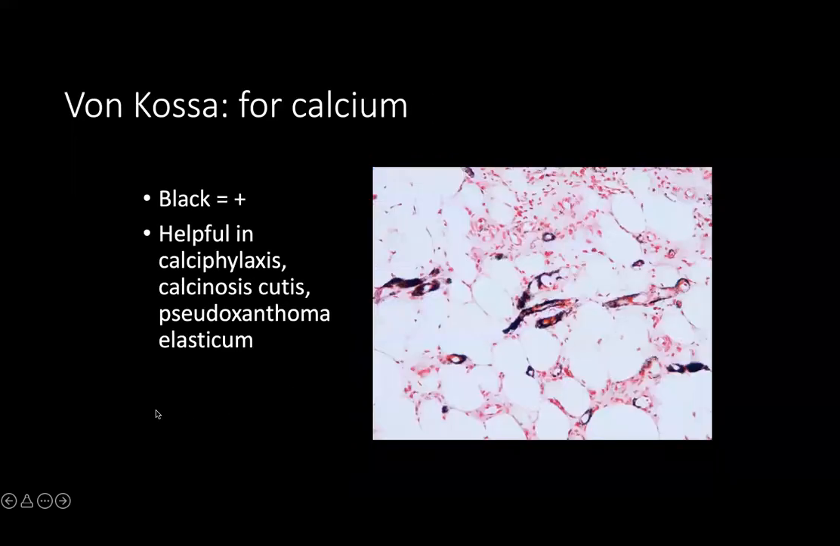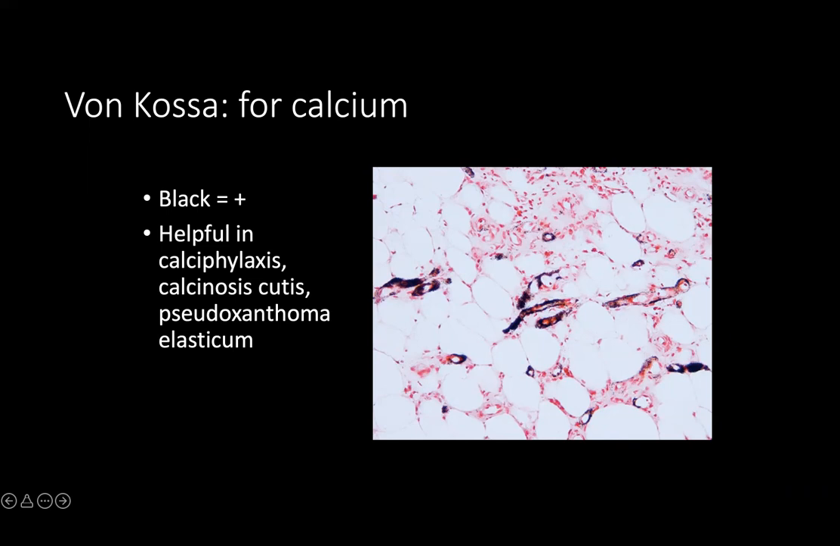Von Kossa is often used for calcium stains. If you have a biopsy to rule out calciphylaxis or calcinosis cutis or pseudoxanthoma elasticum, which are entities we will go into in different lectures, but they involve calcium dysfunction and deposition in vessels or in the skin or around elastic fibers, then you can see that the calcium actually highlights black.